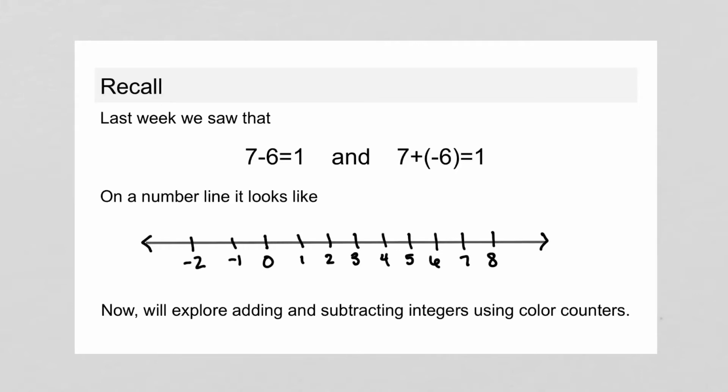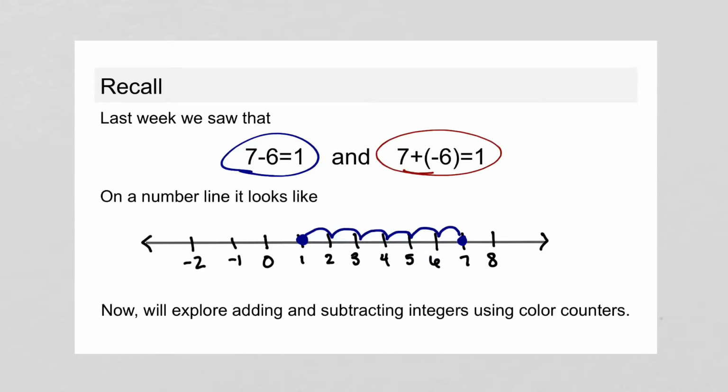So let's start by recalling last week we saw that 7 minus 6 equals 1, and 7 plus a negative 6 equals 1. So on a number line, last week we worked on that. If we started at 7, and we went 6 in a negative direction, we minused 6, go 1, 2, 3, 4, 5, 6, and we would end up at 1. So that verifies that.